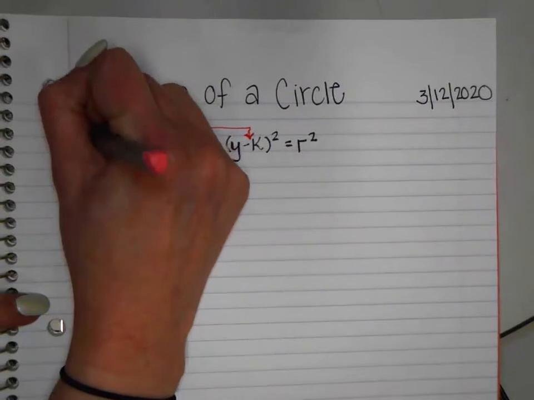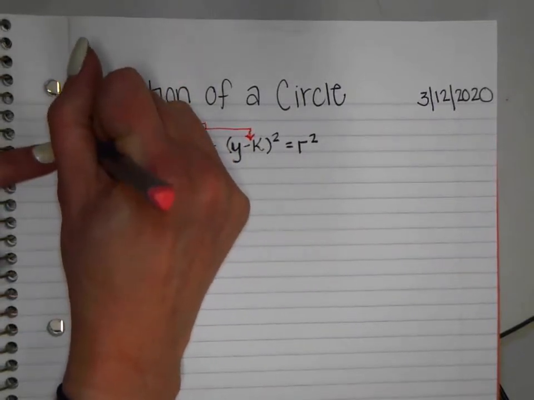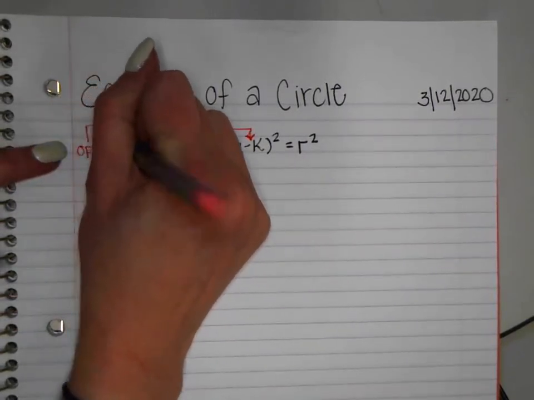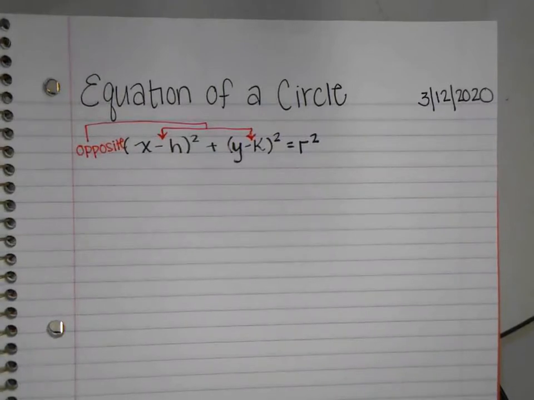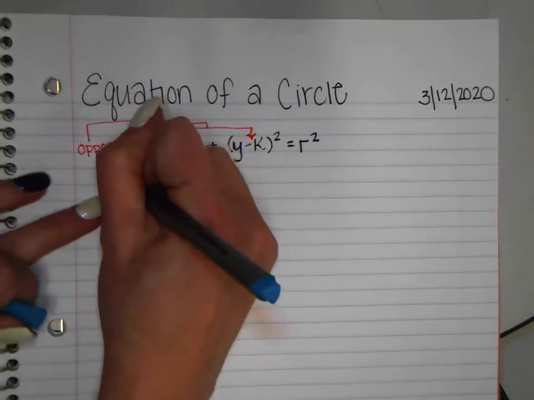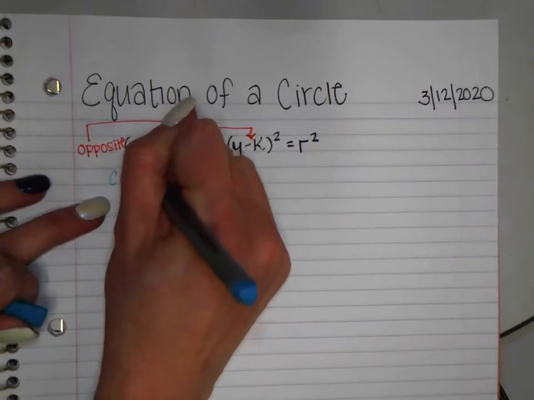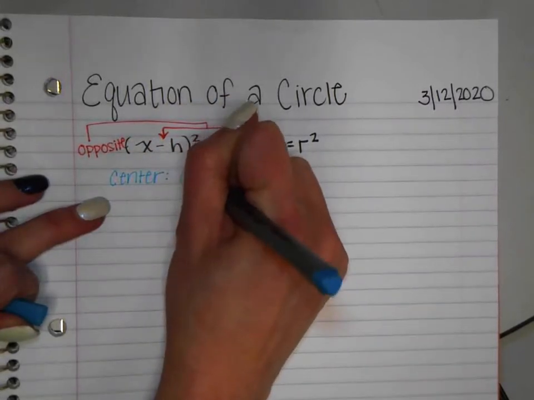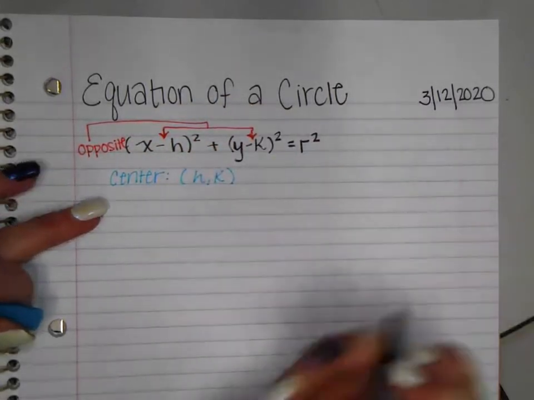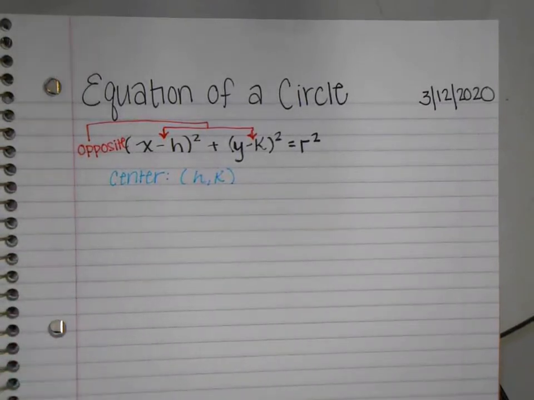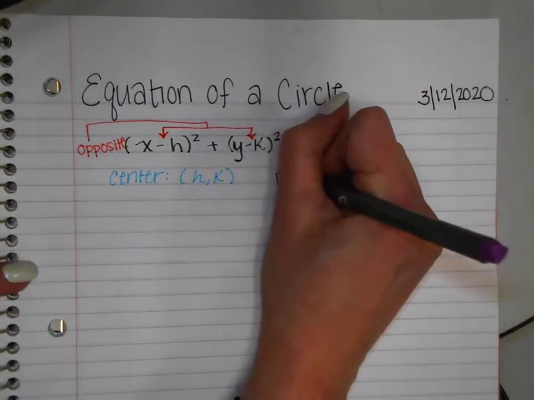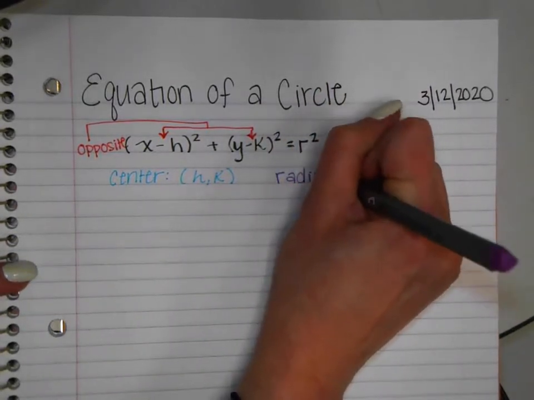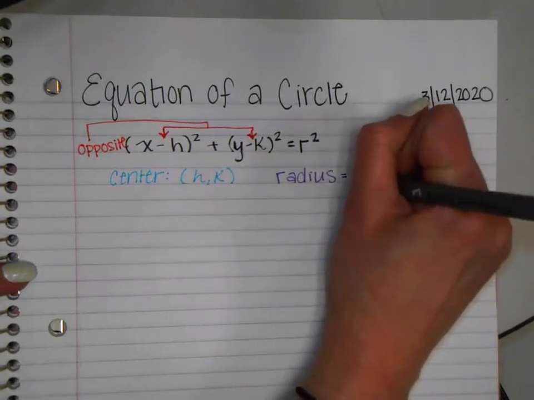And the opposite k. So your center point is h comma k. So your x value is h, your y value is k, and then your radius is r.